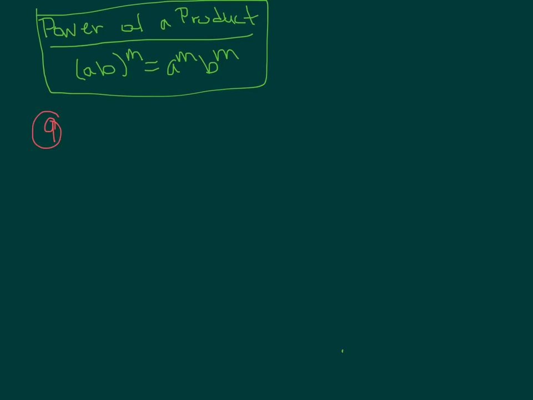Our last property of this lesson is called the power of a product property. Once again, you do not need to memorize these names. They are so hard to remember. So if you don't remember what they're called, it's fine. Just make sure you can use them.